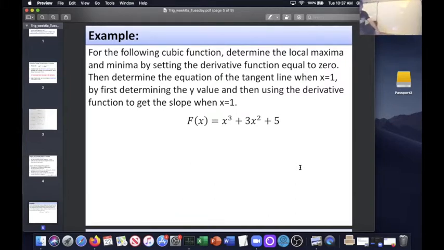Okay, so here's the example. Our original function. And what we want to do is, again, exactly what was pointed out earlier. We want to find the minimum and maximum, or the top and bottom of the humps. And then when x is 1, we want to find the tangent line.